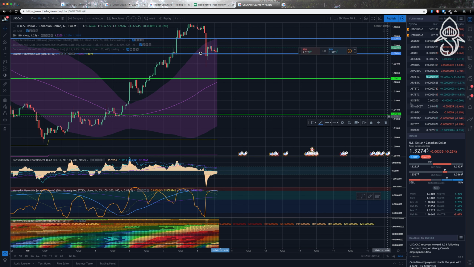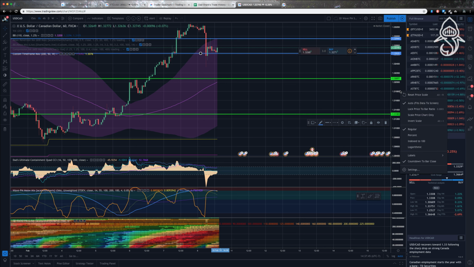Also, I have a complaint. I right-click on the price scale, and it no longer lets me snap on the left side. Does anyone know how to fix that? I think they updated TradingView, and I don't like what they did.